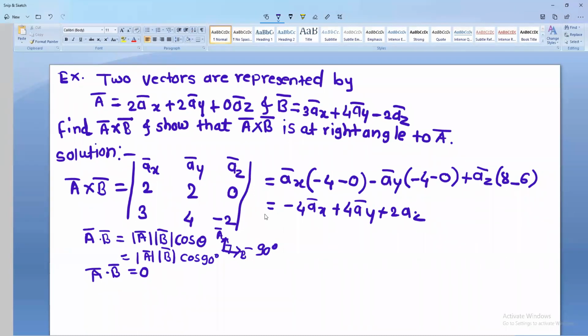Now here the dot product is 0. Which angle is asked? Show that a bar cross b bar is at right angle to a bar, which means their dot product must be 0, right? If the dot product is 0, the angle between these two vectors is 90 degrees.